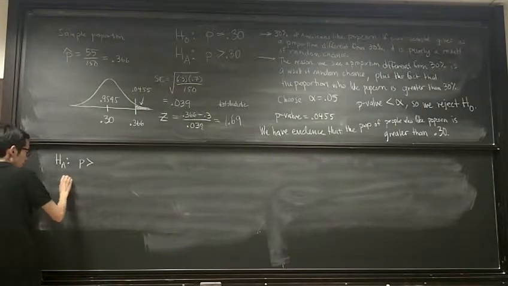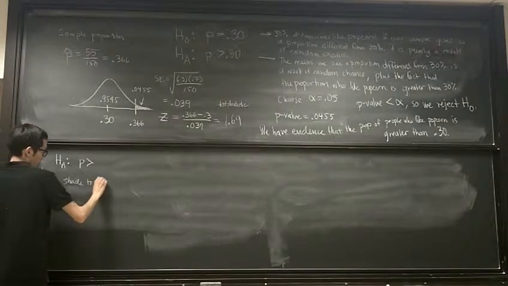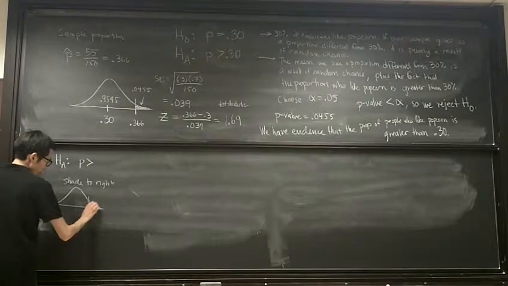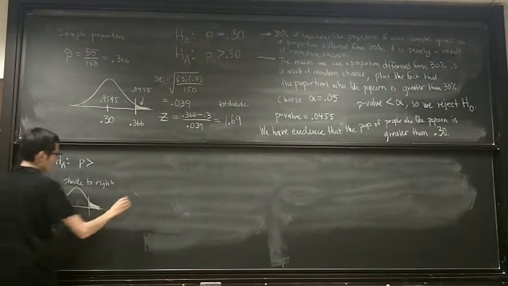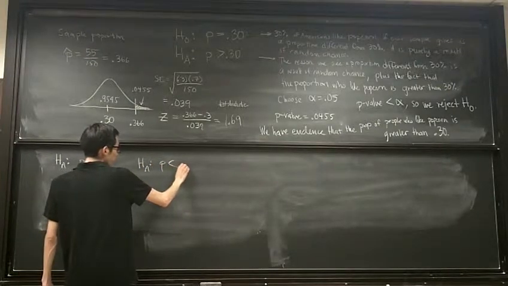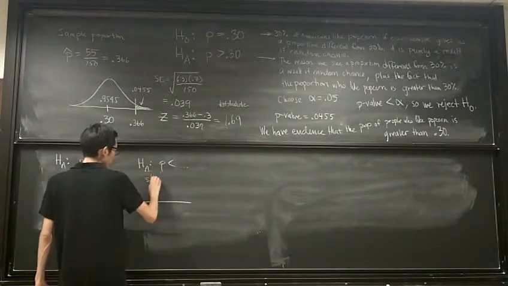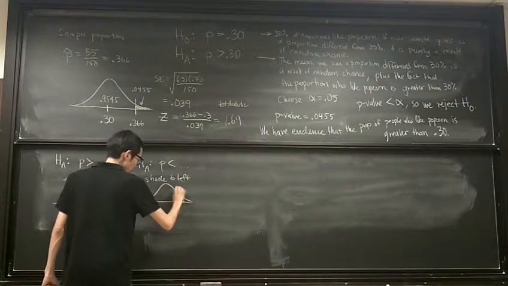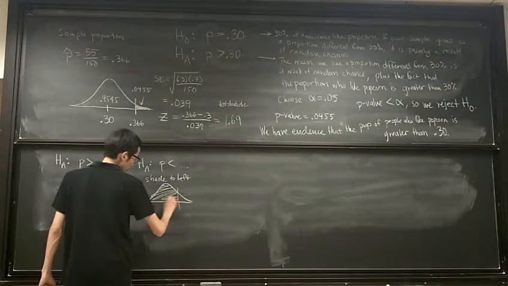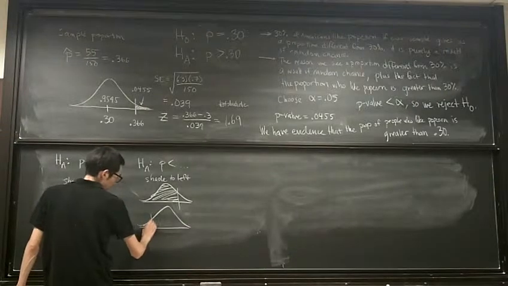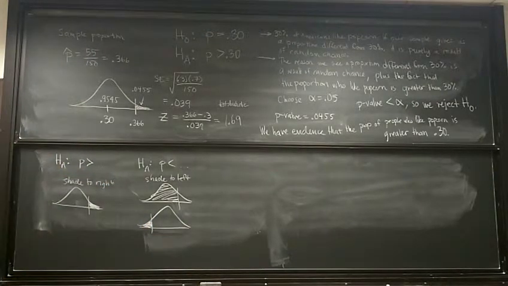In the picture, shade to the right. So if this was our picture, we shade to the right. Okay. If the alternative is p is less than some number, in the picture, shade to the left. So you shade on this side. Okay, or more likely, maybe it looks like this or something.